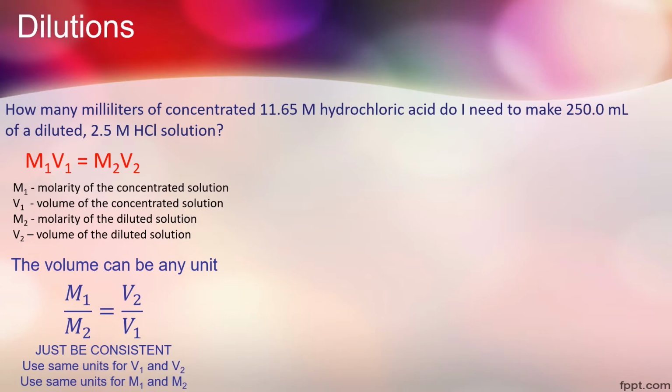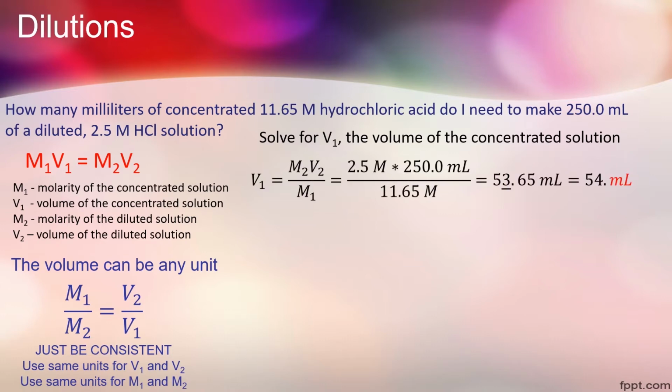So now it's time to solve the problem. We want to solve for V1, the volume of the concentrated solution. We use algebra to solve for this variable and get the equation V1 equals M2V2 divided by M1. M1 is 11.65 molar, M2 is 2.5 molar, and V2 is 250 mL. We plug in the values and calculate a value of 53.65 mL, which we must round off to 54 mL since M2 has the least number of sig figs.